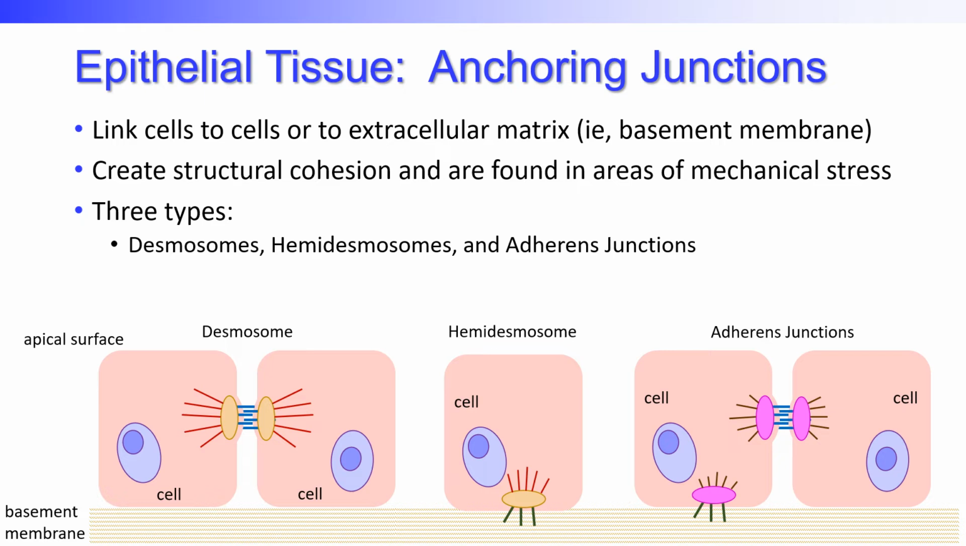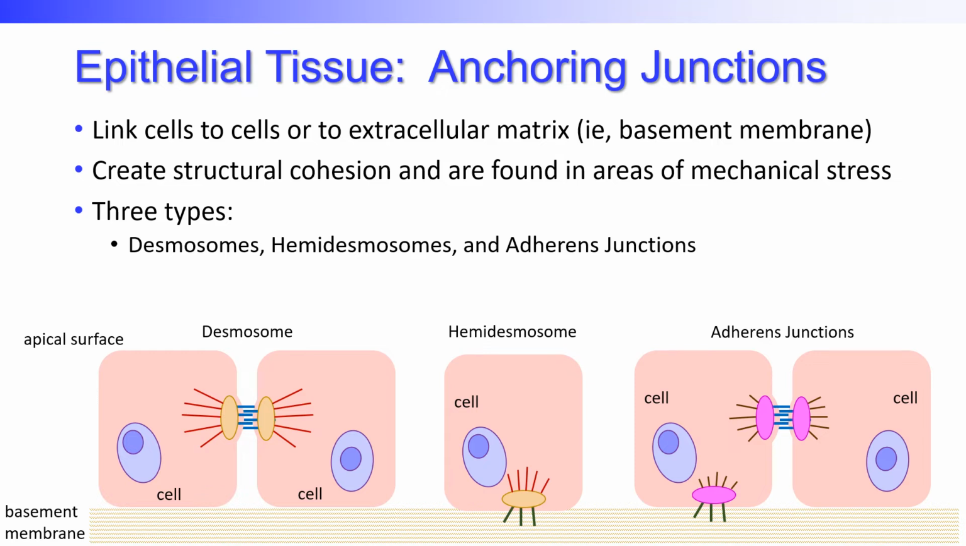Now the projections going into the cell, these are anchoring the junction to the cytoskeleton of the cell. The projections coming out of the cell are anchoring the cell to either another cell or some other structure, such as the basement membrane. And you'll notice that some of the internal anchors are red, and some of the internal anchors are brown. This tells us that we have two types of internal protein anchors.